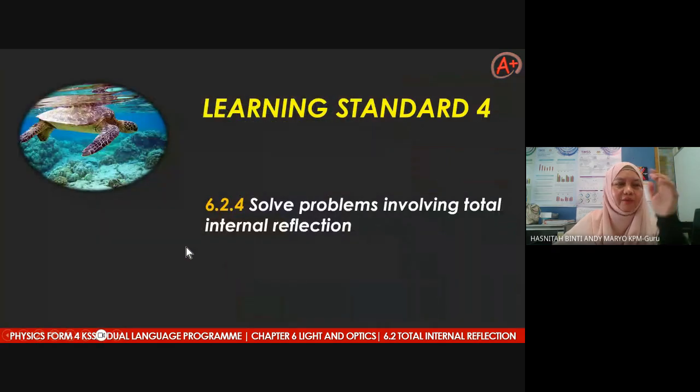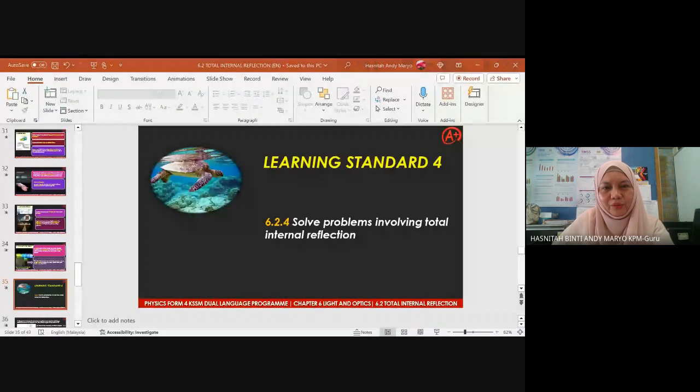Okay, students. So I guess we have come to the final part of this learning standard, to solve problems involving total internal reflection. Can I have some response from you? Are you following me until this point? Boleh faham tak total internal reflection? Anything you would like to ask or any part you would like me to repeat if you are not very clear with, I can do it for you. Okay, are you still there, students?